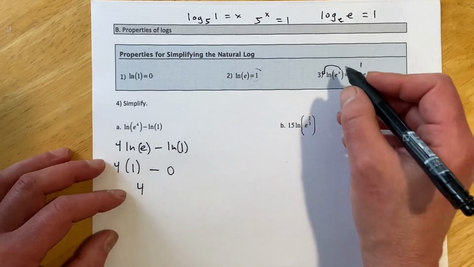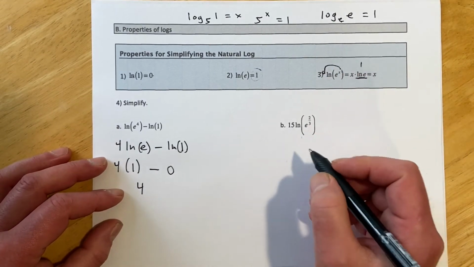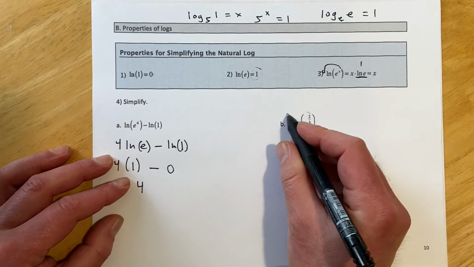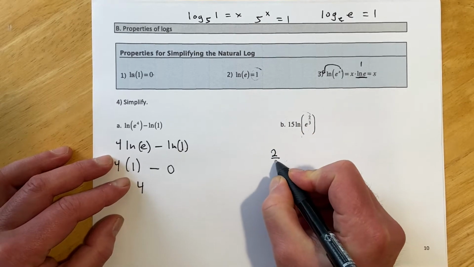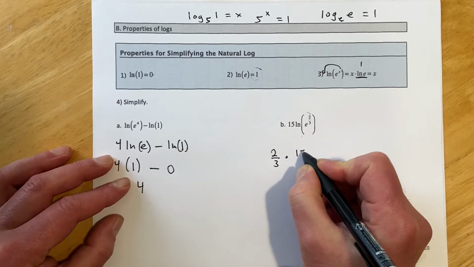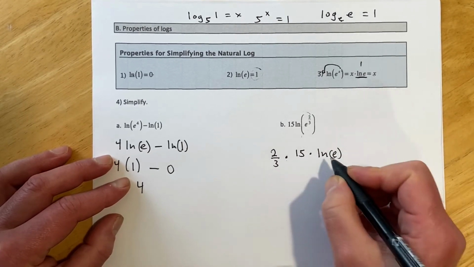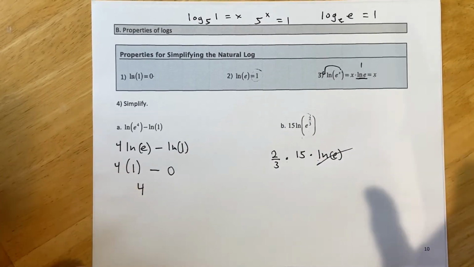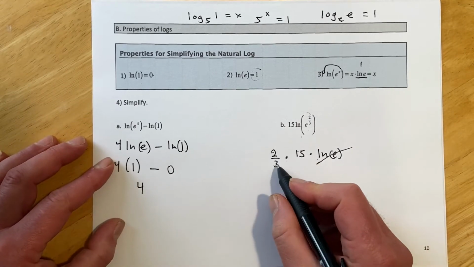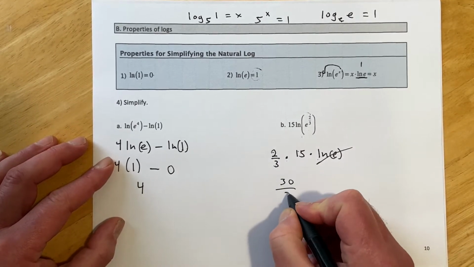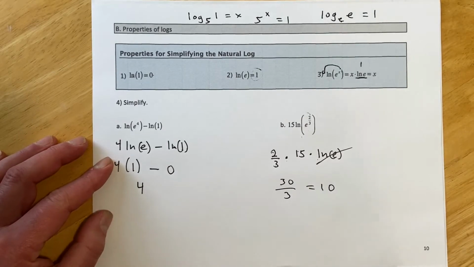For this one, again, I can bring this down front. This one happens to have a 15 out front, so let me bring that exponent down front. I'll have 2/3 times 15 ln e. ln e, that's a 1, so again, it drops out. This becomes 30 over 3, and that is also known as 10.